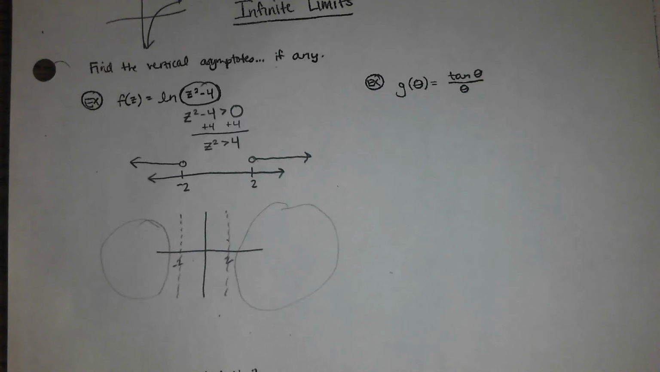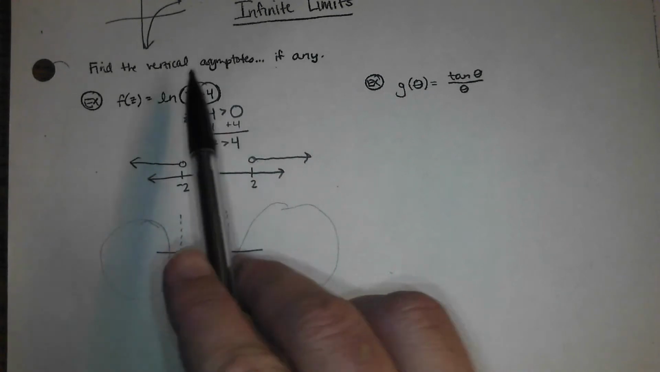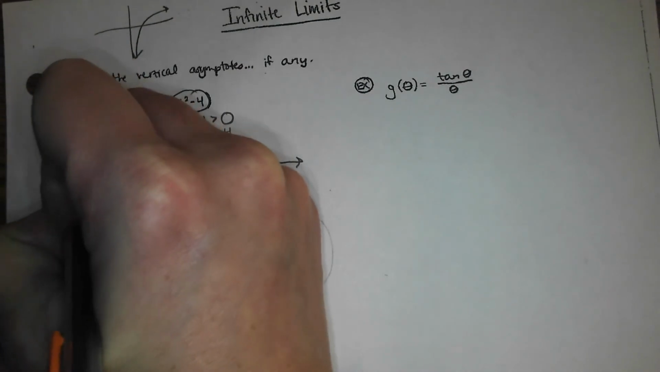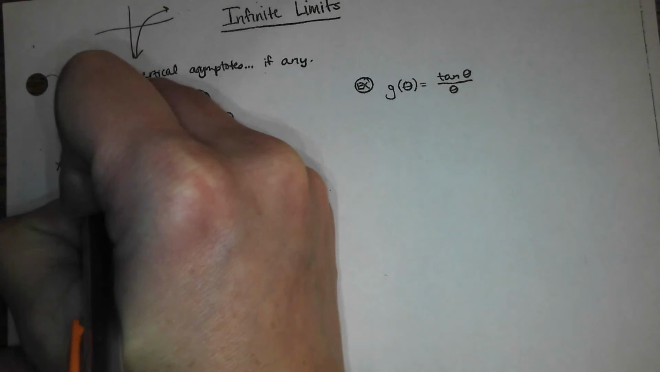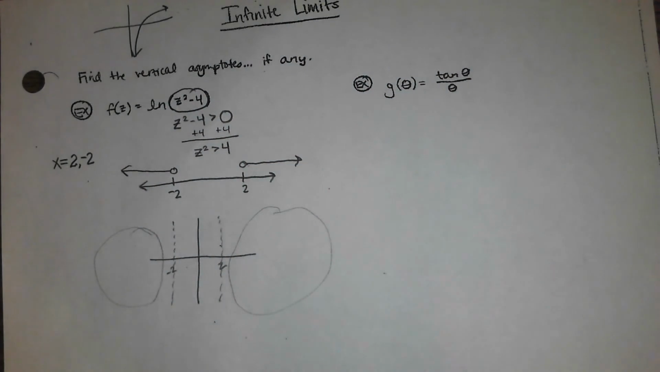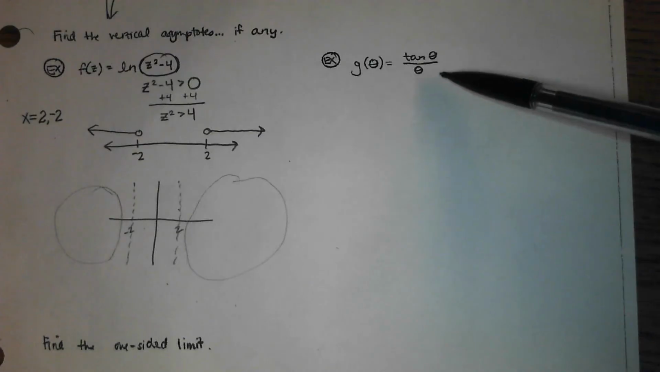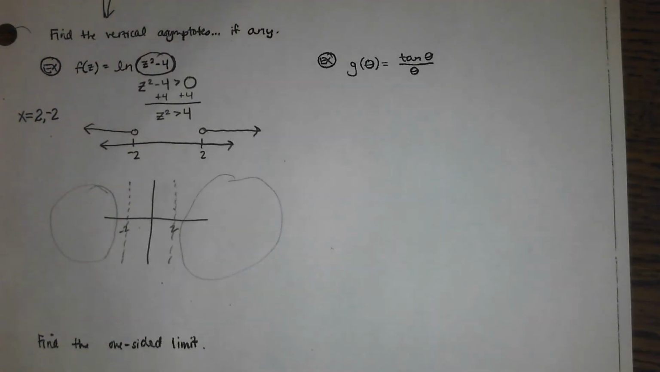Follow? So find the vertical asymptotes, if any, just to answer their question. X equals 2 and negative 2. They're not yet asking us for the limit as we approach those vertical asymptotes, but that's really where it will be heading. Okie doke? Okay. How about here? Tan of theta over theta.